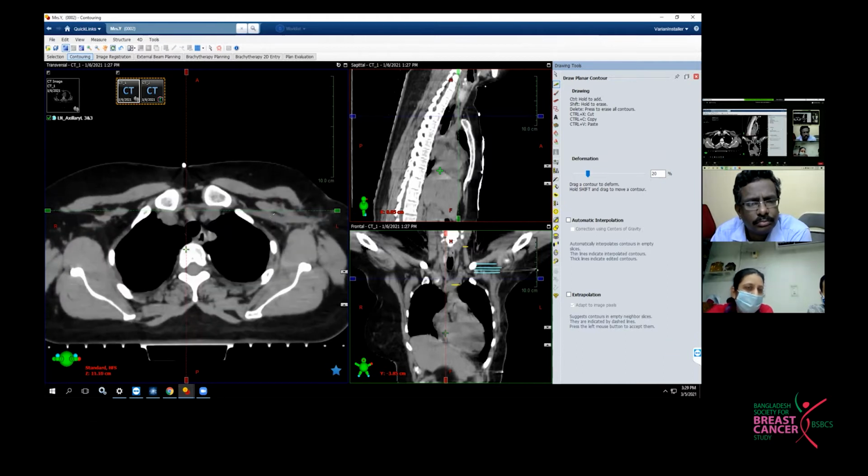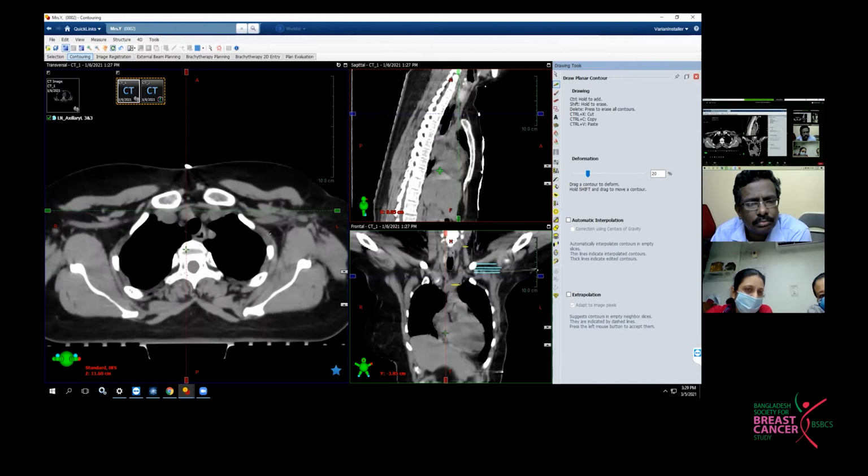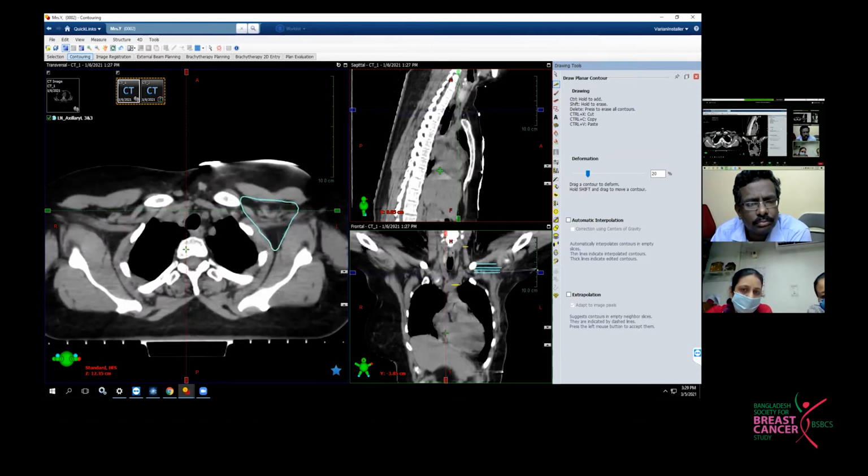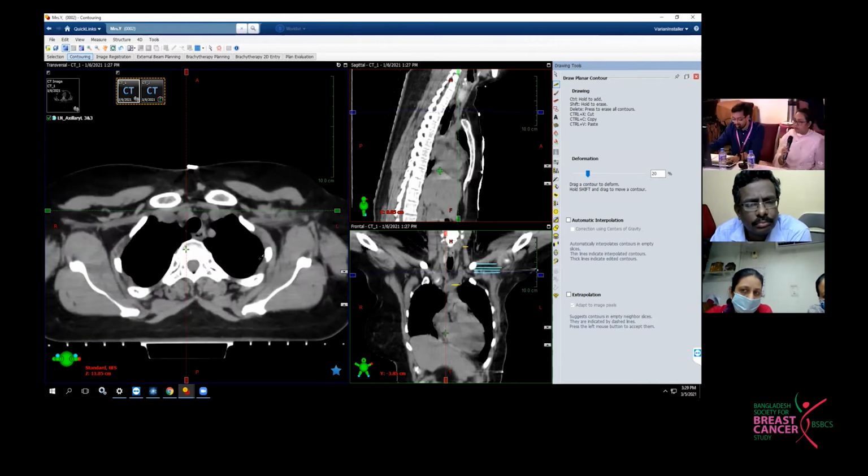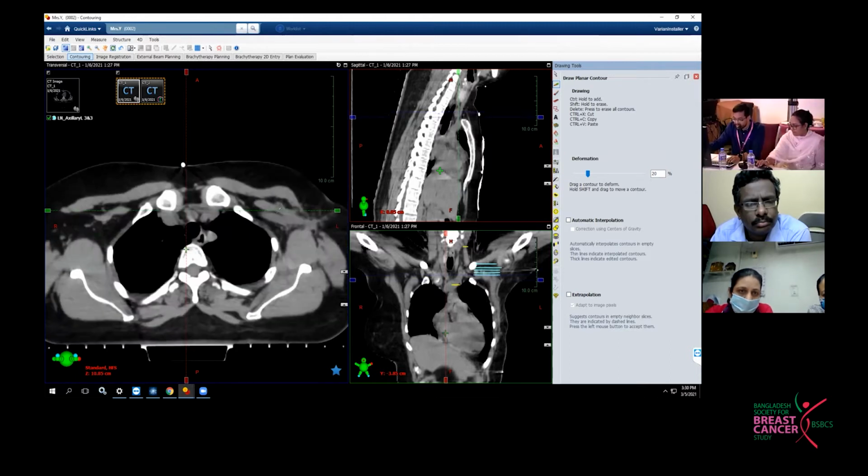Okay, so you can put on the structure which you have already contoured. Dr. Ishtiaq, please show the axillary vessels to the audience. Identify the axillary vessels. Okay, this is the axillary vessel.